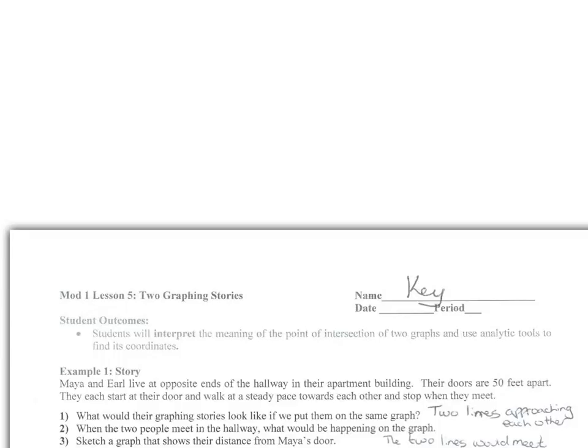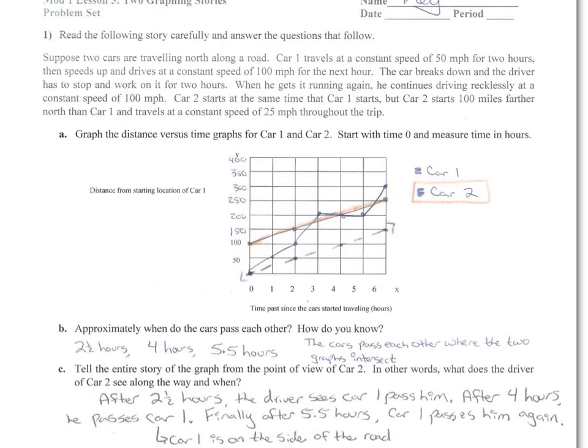Today we're going to look at two graphing stories. For student outcomes, you will interpret the meaning of the point of intersection of two graphs, and you'll use tools to find the coordinates of that intersection point. We're going to do this front page tomorrow in class, but for now, we are going to look at the second page. Number 1, read the following story carefully and answer the questions that follow.